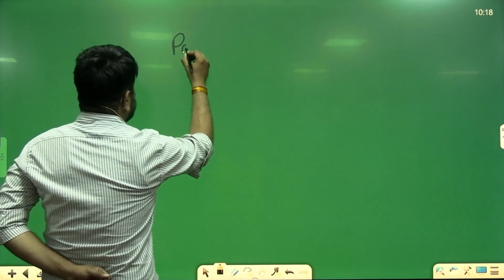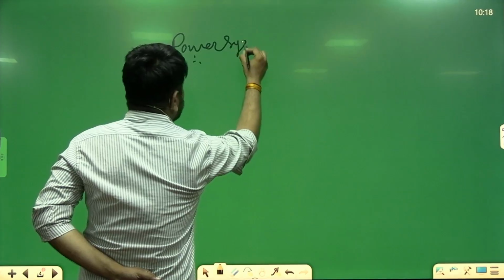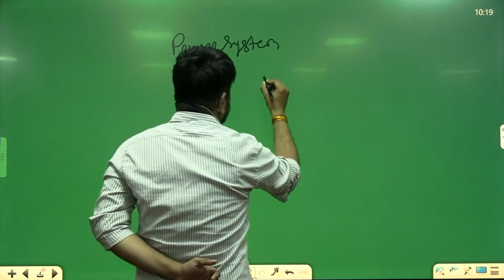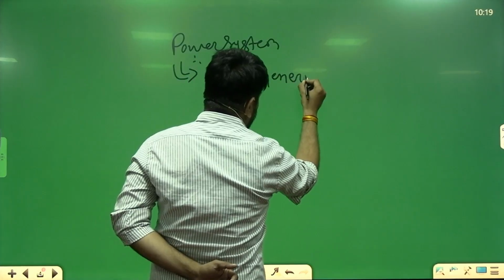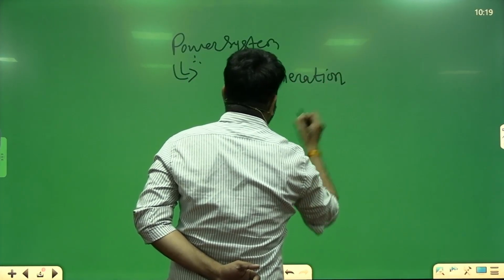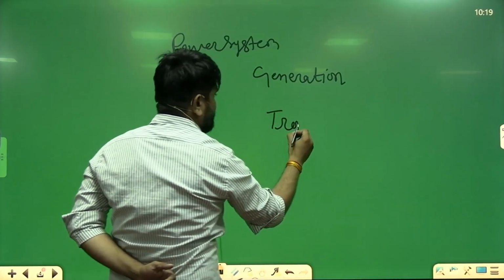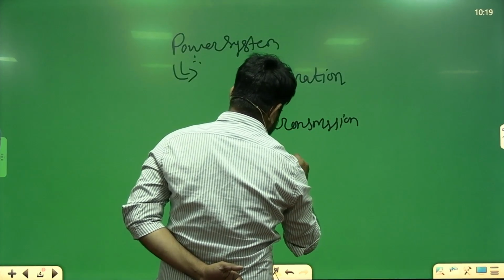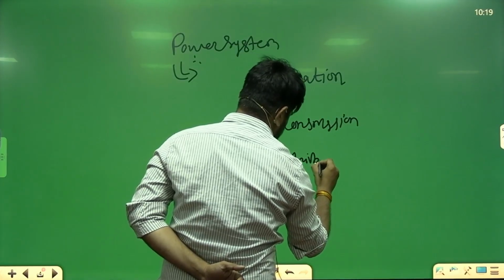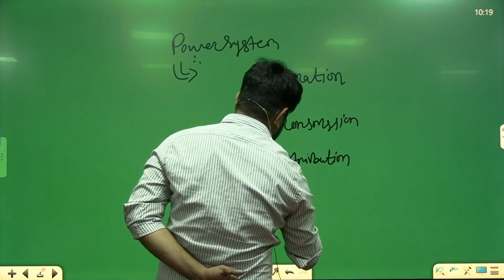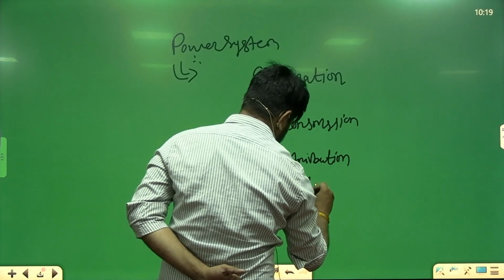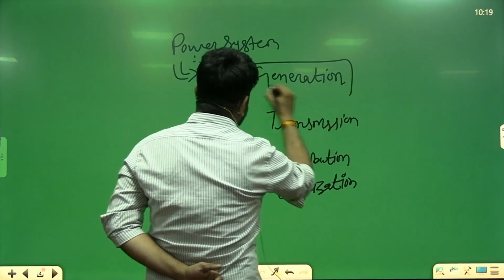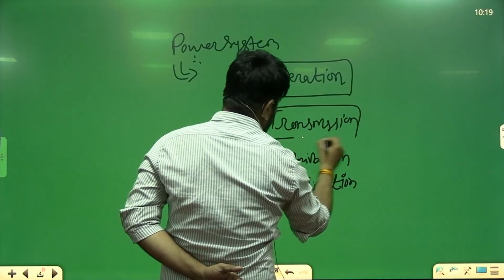What is power system? Power system is the combination of generation, transmission, distribution, and utilization. This is the schematic diagram of the power system.